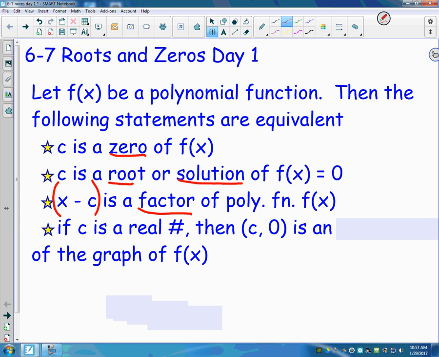And if it's a real number, then we can say it's an x-intercept. Sometimes we get those complex numbers, those imaginary numbers, so it's only an x-intercept if it's a real number. But again, this should not be news to you because I've been talking about this a lot throughout the year.